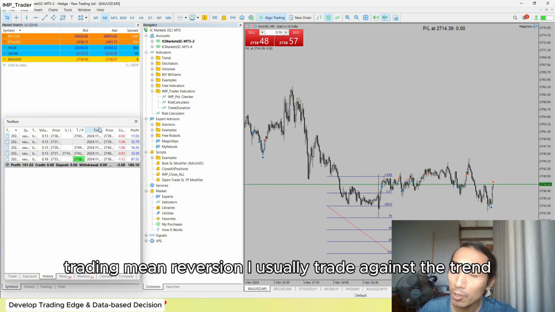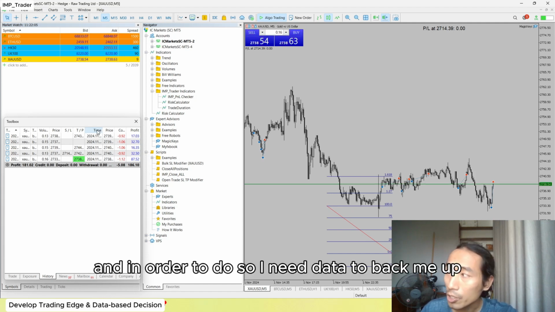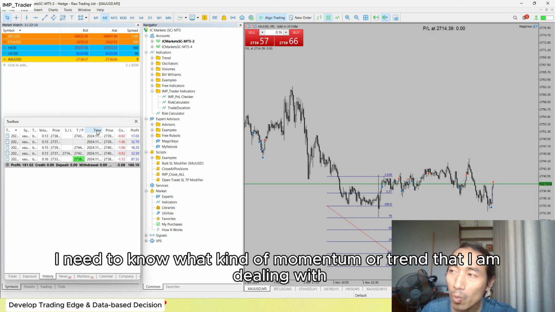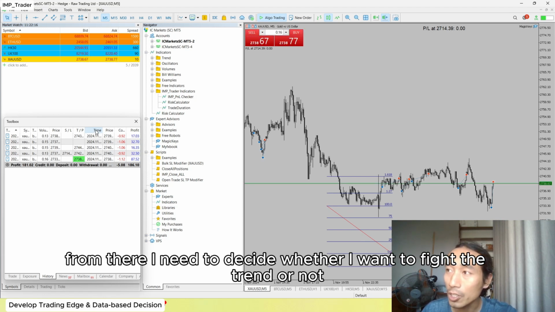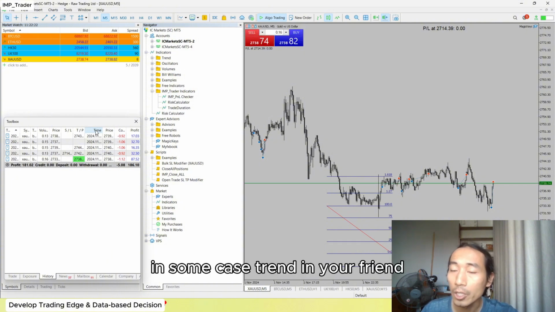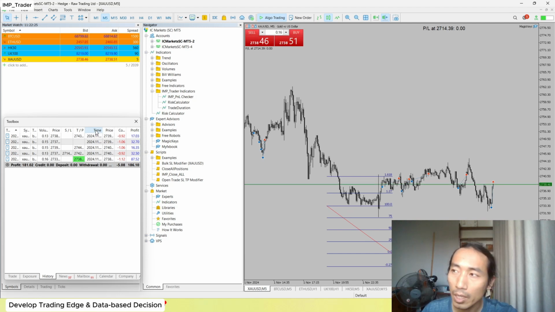Trading mean reversion, I usually trade against the trend. And in order to do so, I need data to back me up. I need to know what kind of momentum or trend I am dealing with. From there, I need to decide whether I want to fight the trend or not. In some cases, trend is your friend, but in mean reversion trading, I kind of play against the trend.